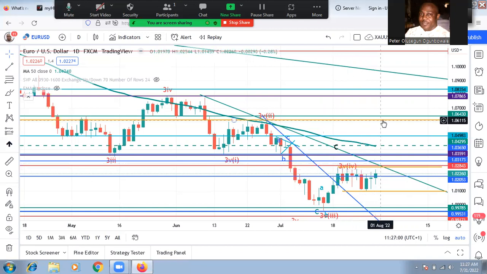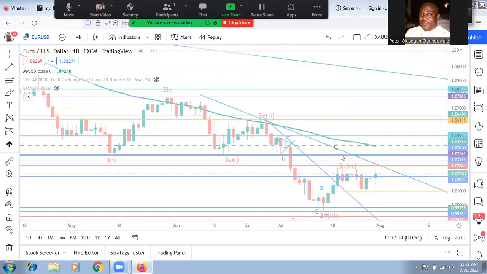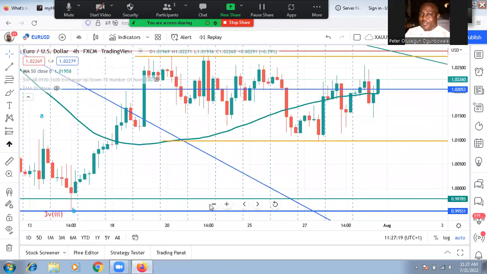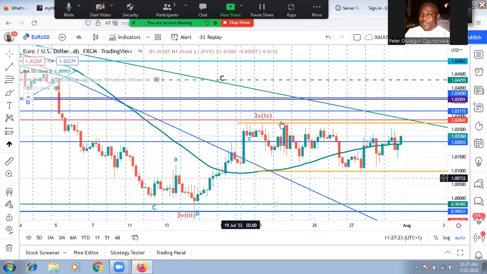and the price should break to the upside. If it's going to go to the upside, it should be an A, a B and a C, and price should go to the upside. Do we have that in the making? So let's look at the 4-hourly. Do we have that in the making? This is the 4-hourly. So price broke this structure and it's been consolidating.